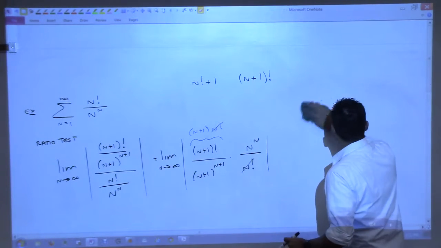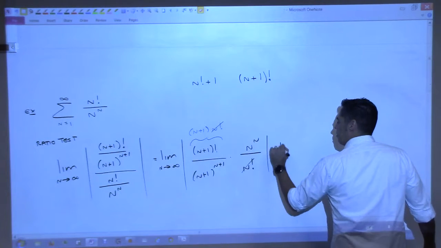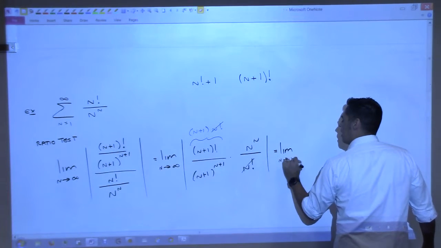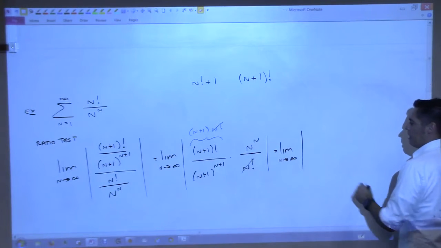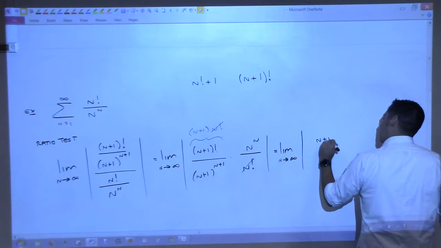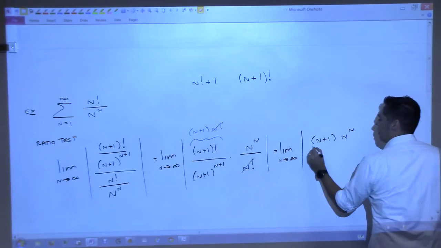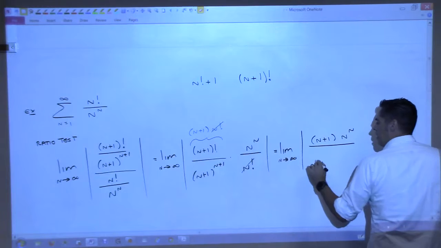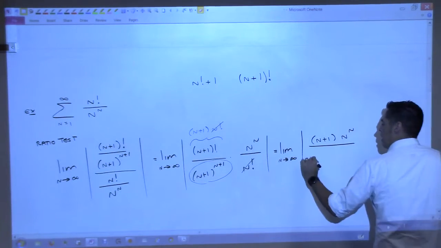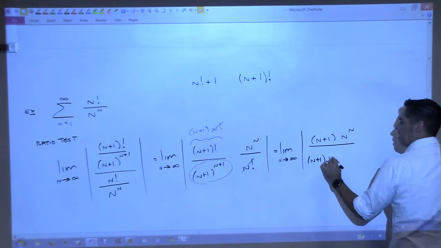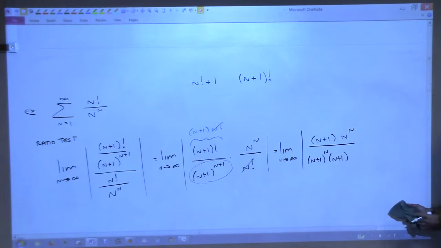Still looks pretty bad. This is equal to the limit, n goes to infinity, of the absolute value. I still have an n plus 1. Oh, hey, check that out. I have an n plus 1 on top and an n to the n. I'm just going to bring them all together into one fraction. Then on the bottom, can we split this up? Yeah, we can do that as an n plus 1 to the n times an n plus 1 to the first power, which is just that, right? See how we split that one up? It's kind of clever, right?